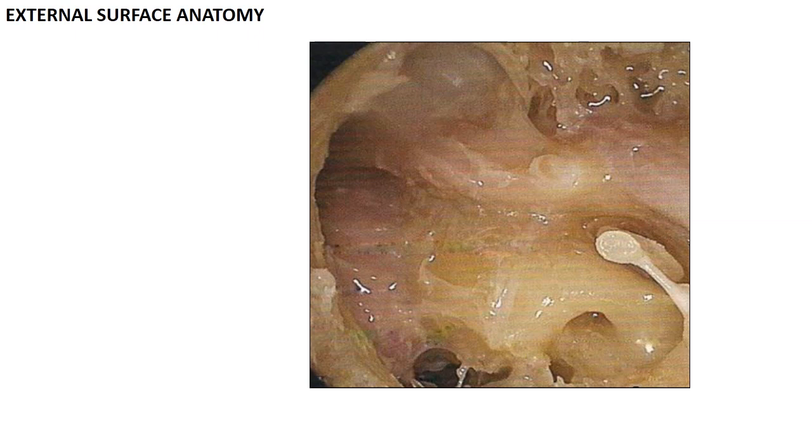External surface anatomy for orientation. This is a left ear, this is the stapes, this is the round window, and this is the cochleariform process, and this is the tensor tympani muscle in a cadaveric dissection.